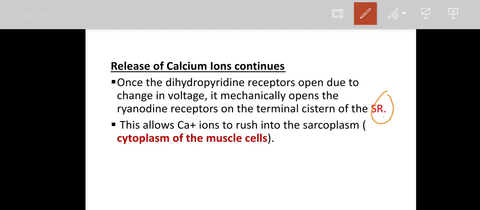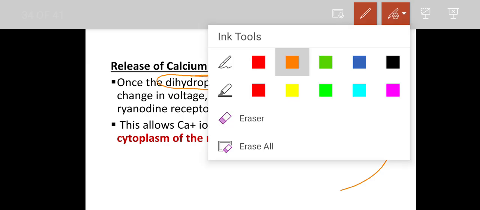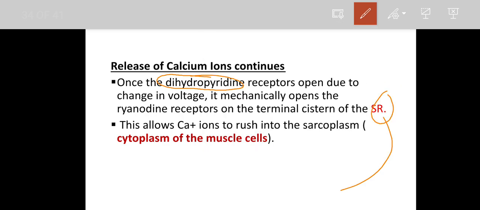Let's get this clear. They are going to ask you about the location where the dihydropyridine receptors are found. Please answer this way: the dihydropyridine receptors are located along the walls of the T-tube. This is the reason why they easily respond to change in voltage, meaning the action potential, and they are mechanically connected with the ryanodine receptors on the terminal cisterna. The ryanodine receptors are on the terminal cisterna.